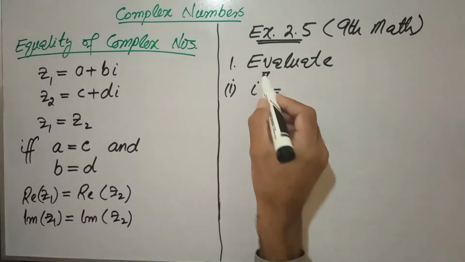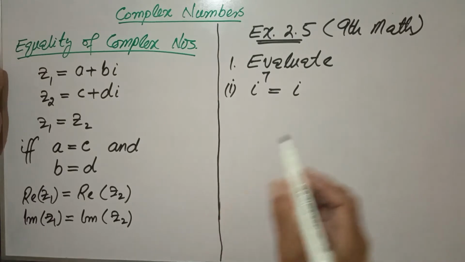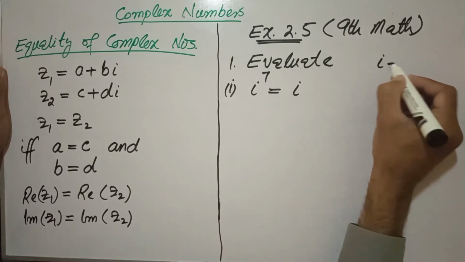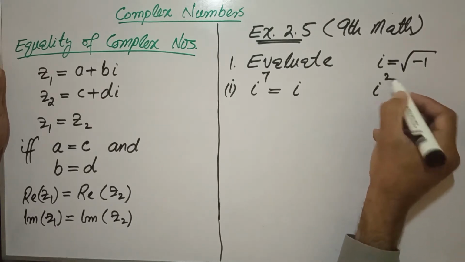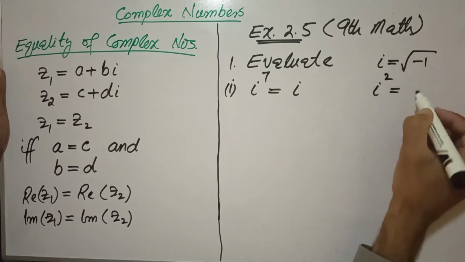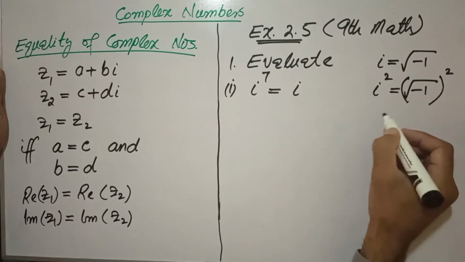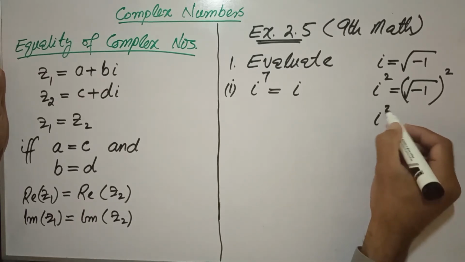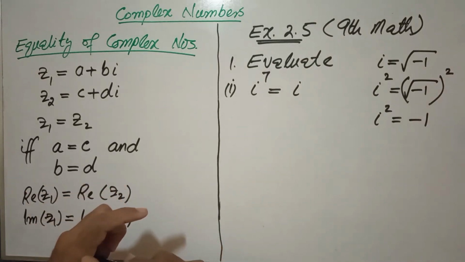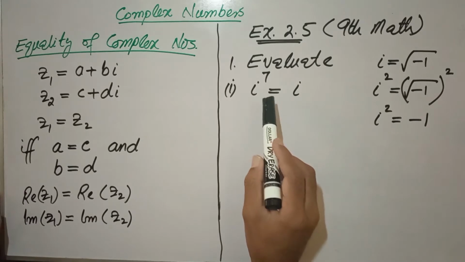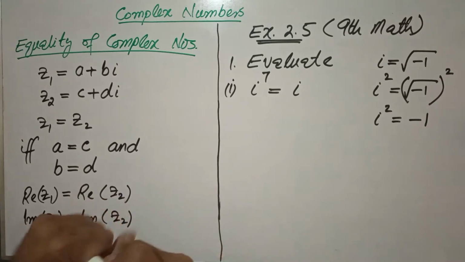We see that this 7 can be written as iota power. Since we know that iota is equal to square root of -1, then taking its square, iota square becomes square root of -1 whole square, and the square and square root cancel out. We have iota square is equal to -1. So we would like to write this in terms of iota or iota square. Then iota square could be written as -1.